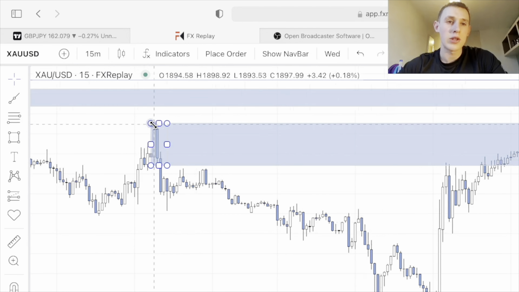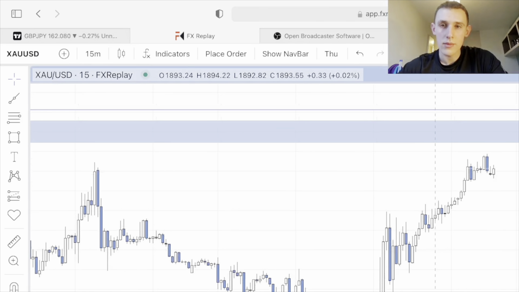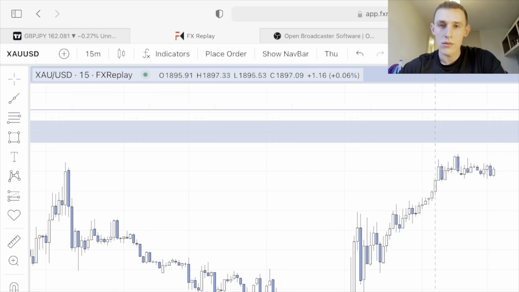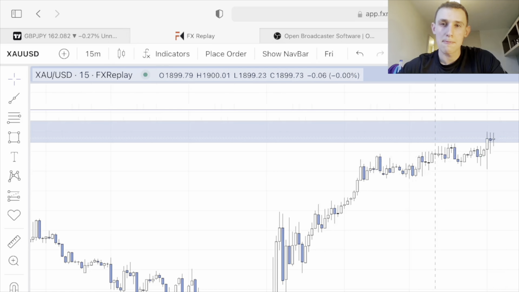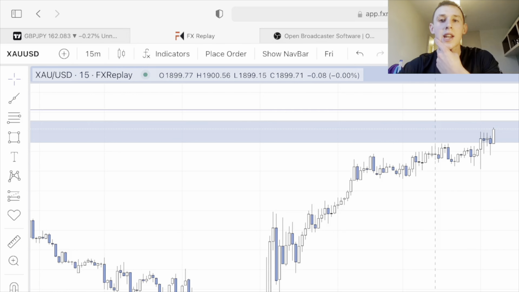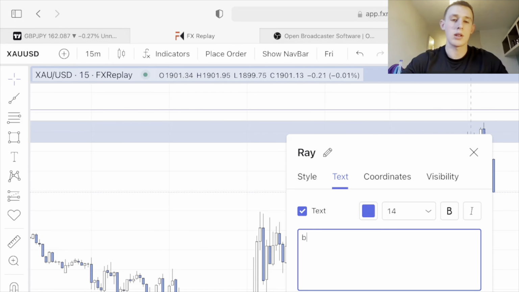All right, so it closed above. This one's now invalid. Price is in our second level. There we go. We had the break of structure. Very nice.